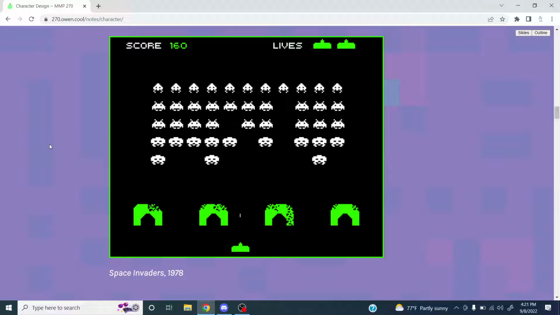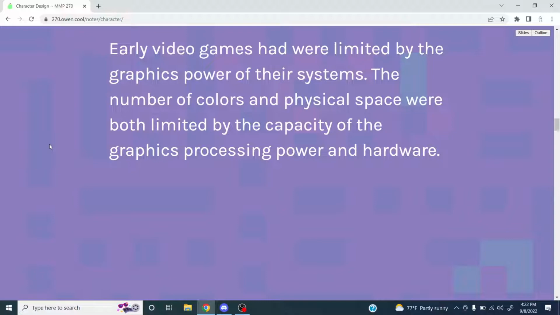Another even earlier, even simpler version of a character design is Space Invaders. We are the green spaceship, and we're facing in one direction, and we can move back and forth, and it's very, very simple.